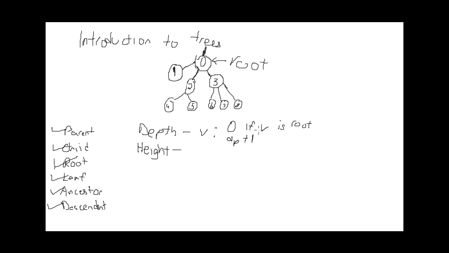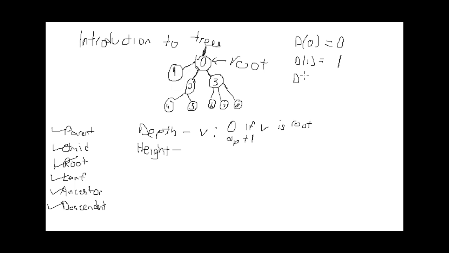So let's see if we can figure out what the depth of these nodes are in the tree. So depth of 0. Well, is 0 a root? Yes, it is. So therefore, depth of 0 is 0. Now what is depth of 1? Well, since 1 is not the root node, we have to go through here, which says that it's the depth of its parent plus 1. So what is the depth of its parent? Well, the node 0 is its parent, so depth of parent is 0, therefore depth of 1 is depth of parent plus 1, which makes its depth 1.